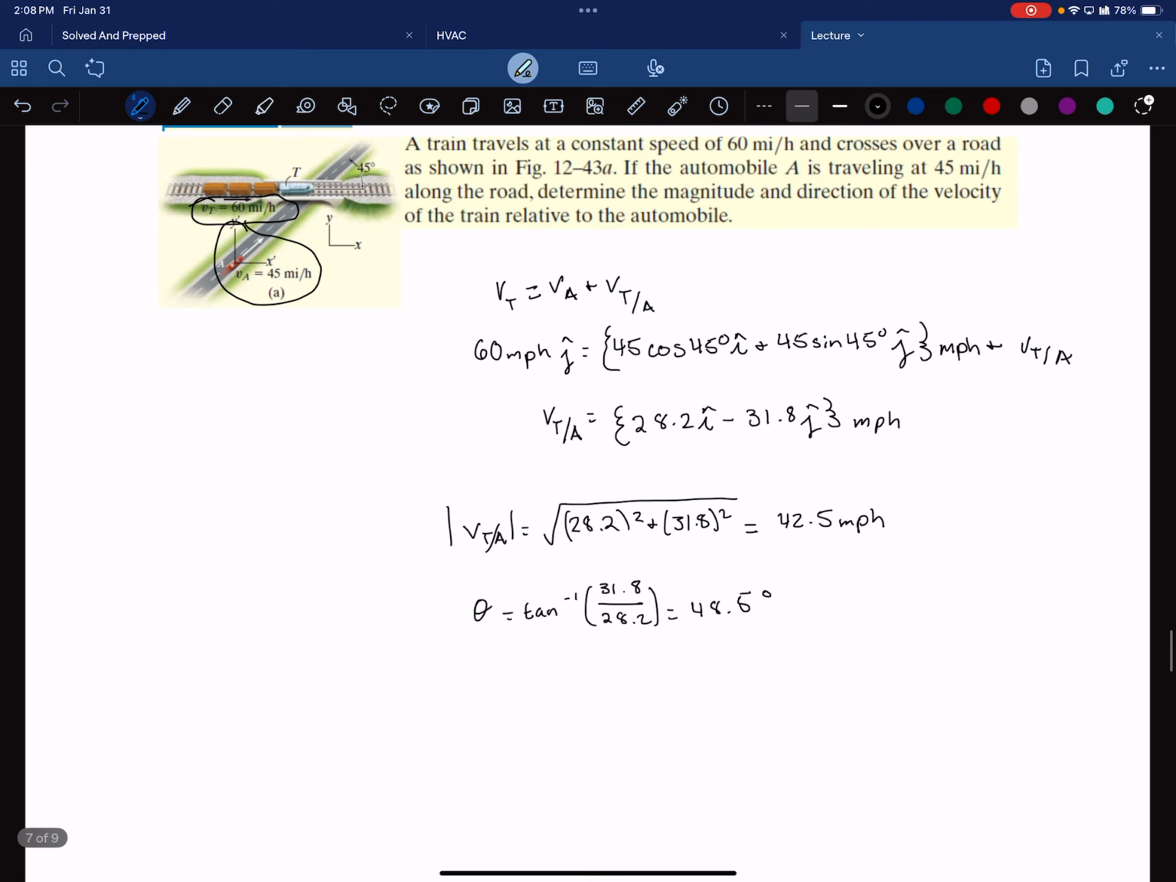Okay, and if we look at our vector up here, we're going in the positive x direction, but the negative y direction. So our angle theta is going to be below the positive x-axis. Okay, that one was fairly quick.